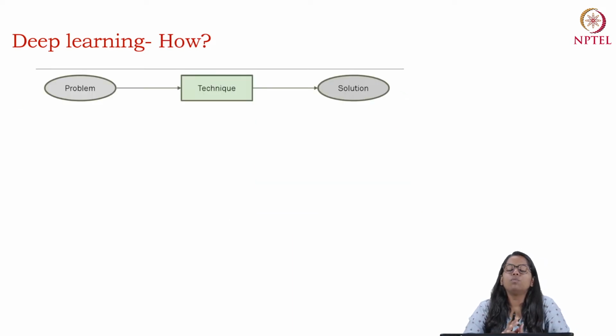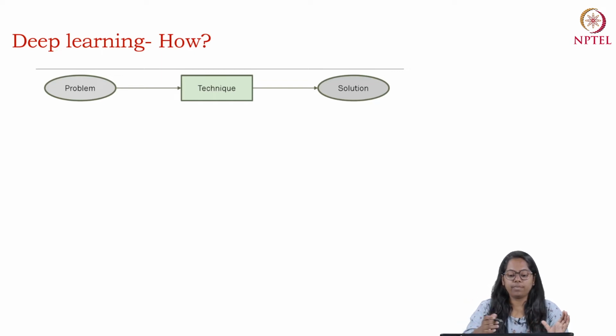Now, we saw what exactly is deep learning. We saw why we need deep learning. But now the question comes, how can we actually apply deep learning to such methods? So all of these problems, all of these scenarios that we just saw, they basically have some kind of input, which we might call the problem, and an associated solution to it.